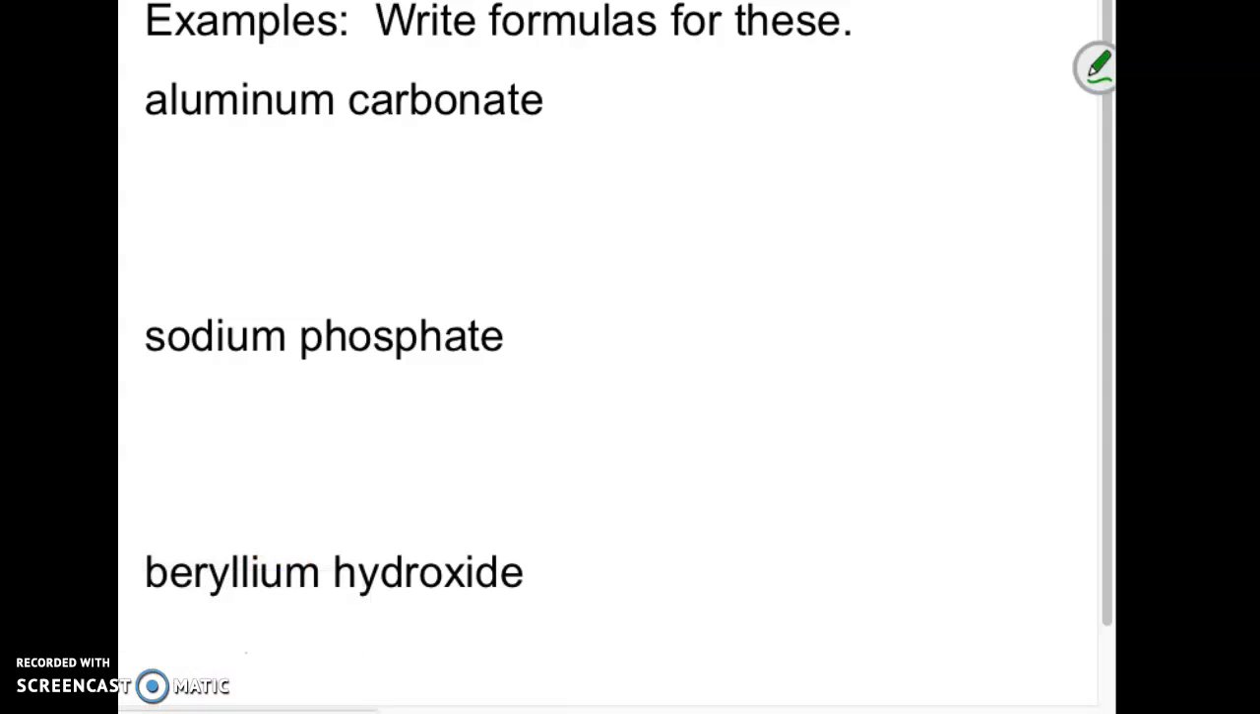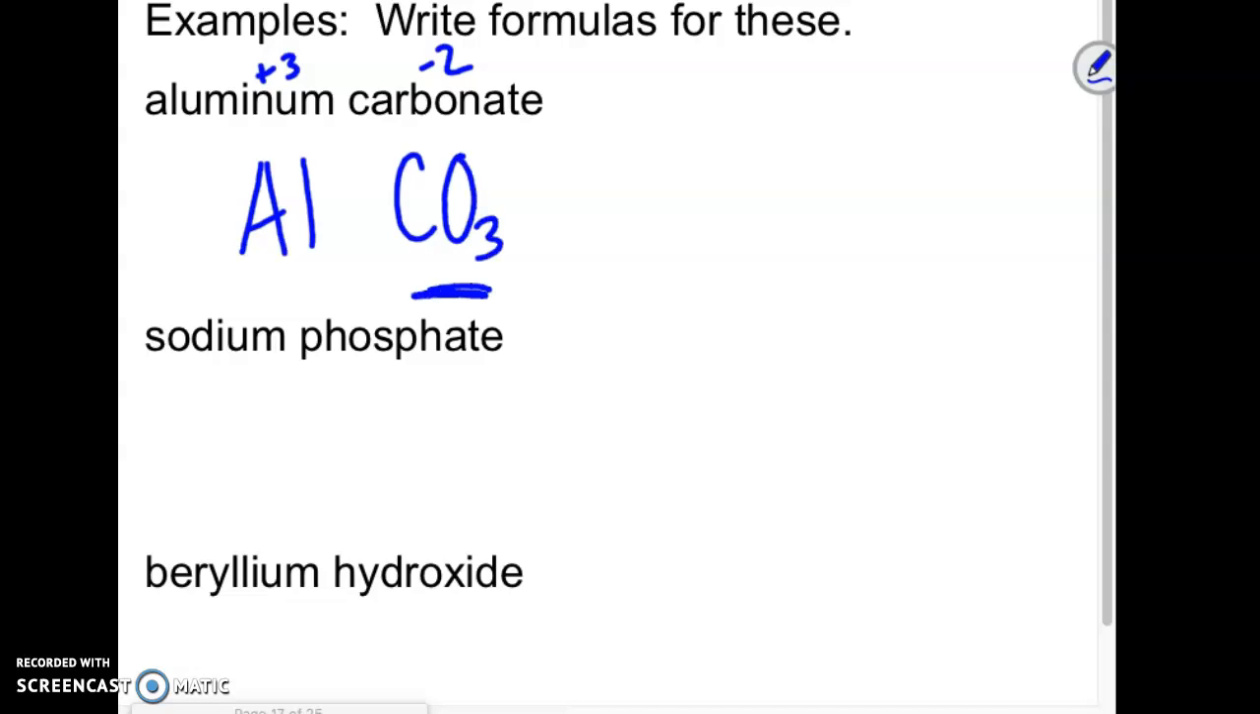Now we're going to write the formulas for them. And when we write the formulas for these, it's the same sort of thing. Aluminum is a +3 charge. It's Al for its symbol. Carbonate now is on the back of our periodic table. It is a -2 charge, and the symbol for carbonate is CO3. That is the symbol. You cannot get rid of the 3. What I see happens a lot is people don't put that 3 on there and they just write CO. You cannot do that. It is just 3 of them, okay?